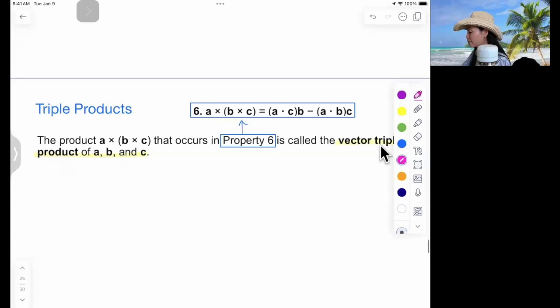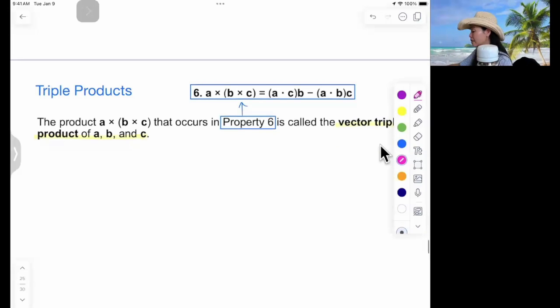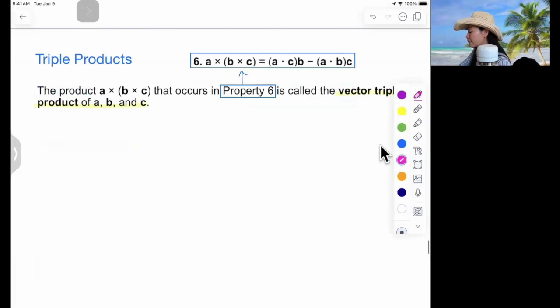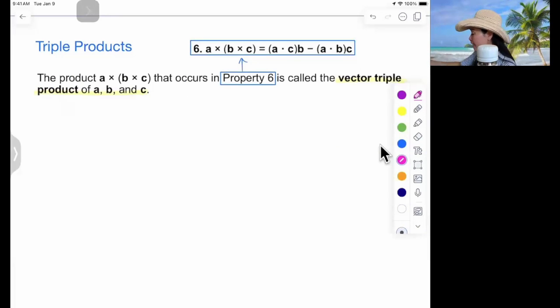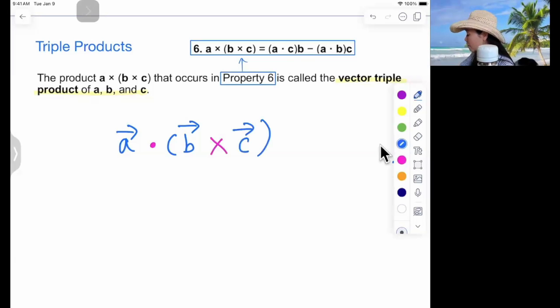Okay, another triple product will be the vector triple product. Okay, what's a scalar triple product? Let's put it one more time, right? So it's A, and then what? Dotted with what? B cross C, in parentheses. Okay, what do you call this?